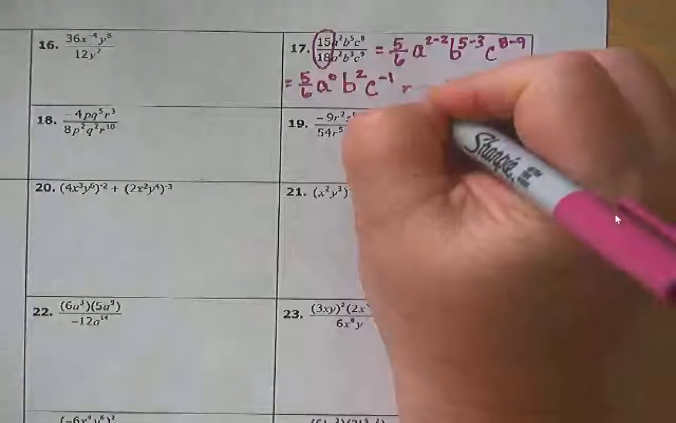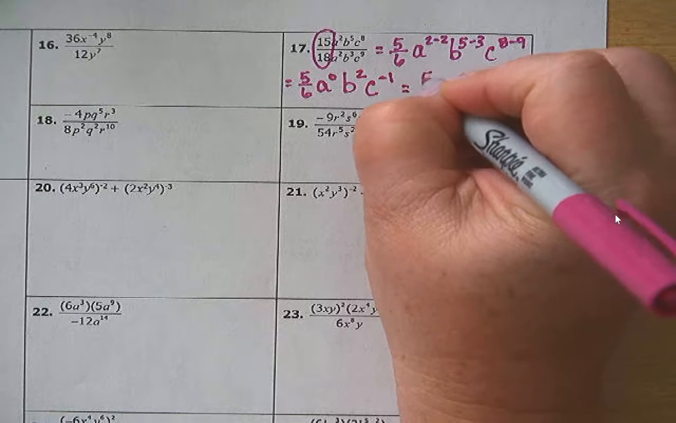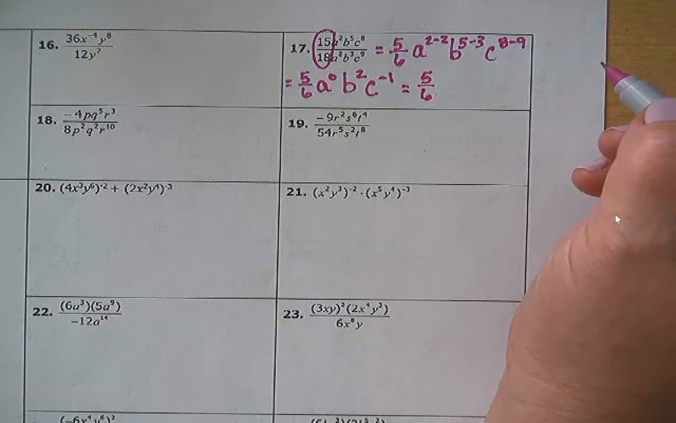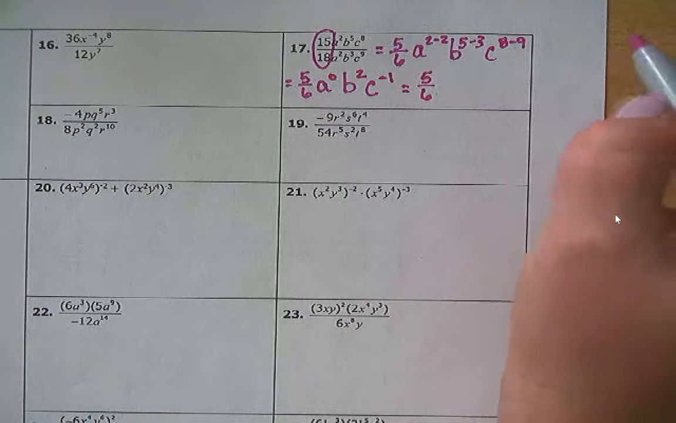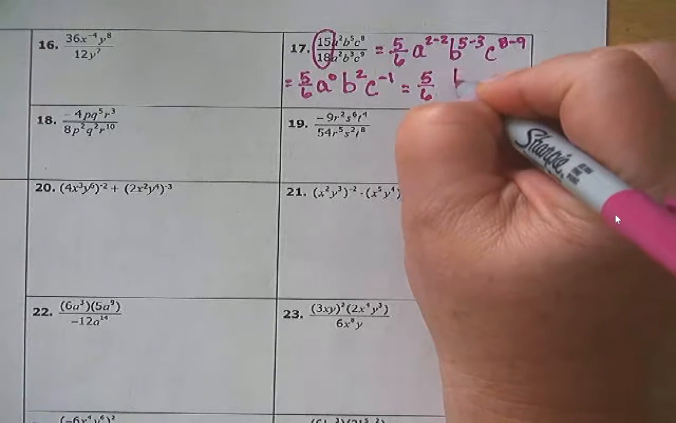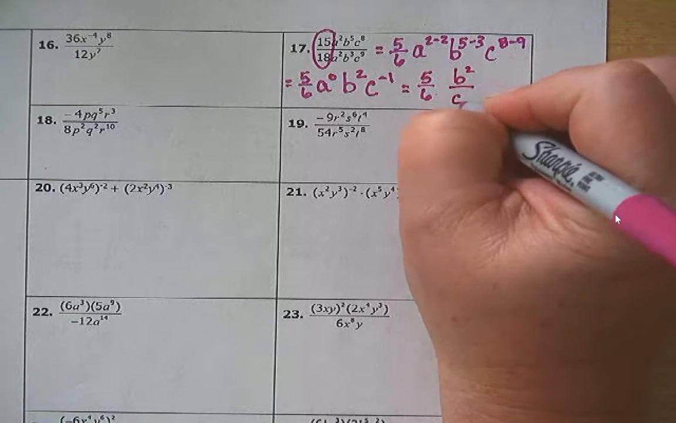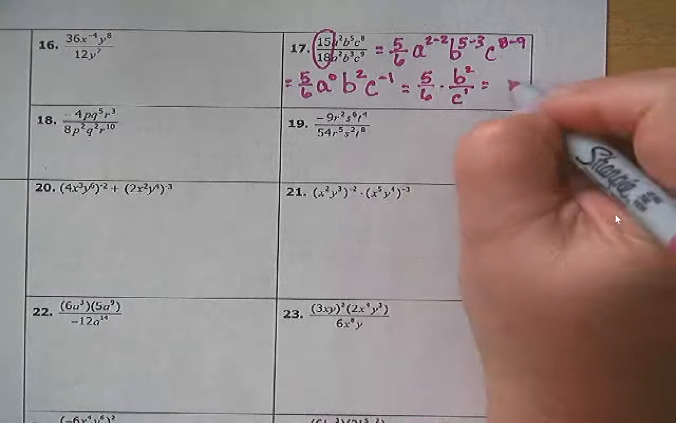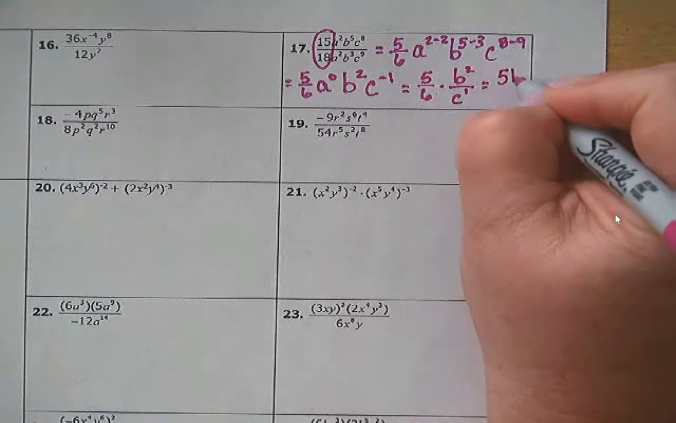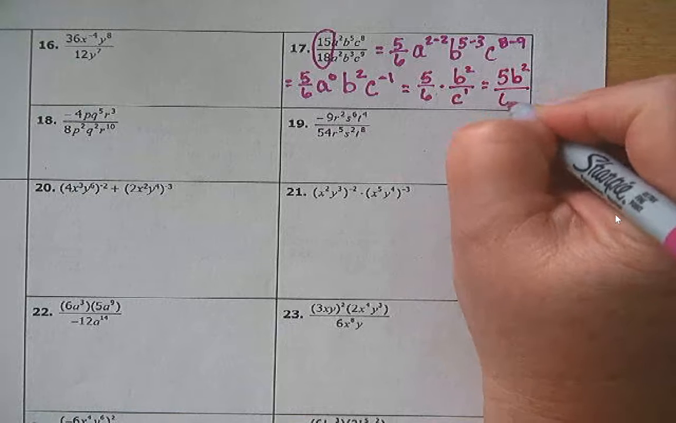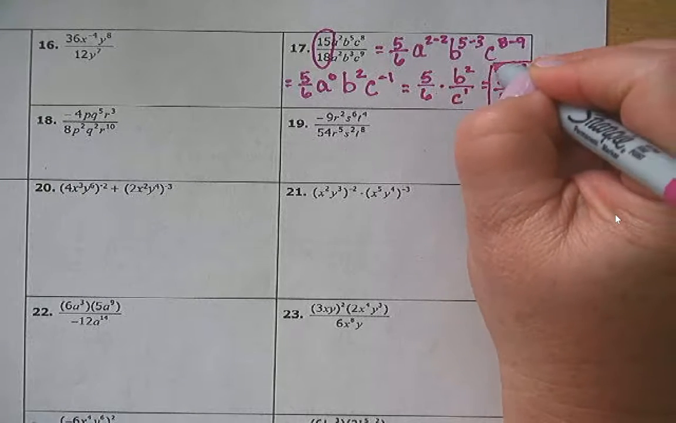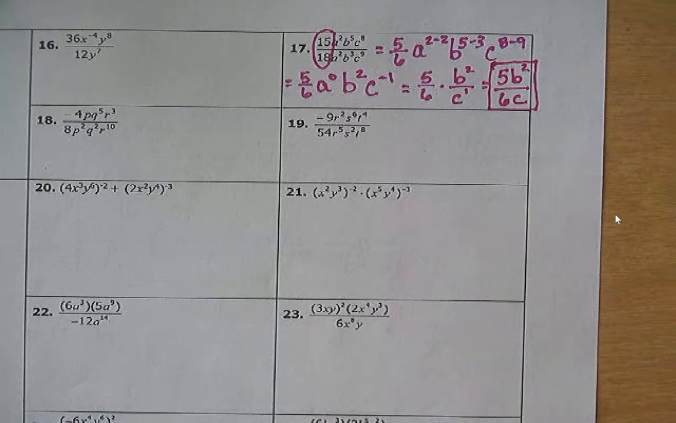Now this is interesting. I could write this several ways. Now remember, A is just 1, so anything times 1 is just itself. So basically there are no A's. Just leave them out. And then I have B to the 2nd, and I can move C to the denominator. But it looks much better if I just combine these two and say 5B to the 2nd over 6C. I don't need to put the exponent of 1 with the C.